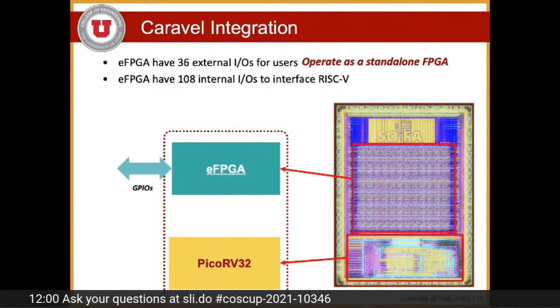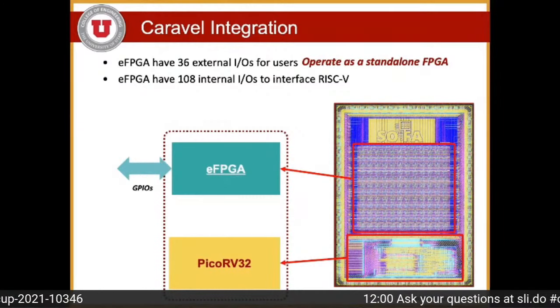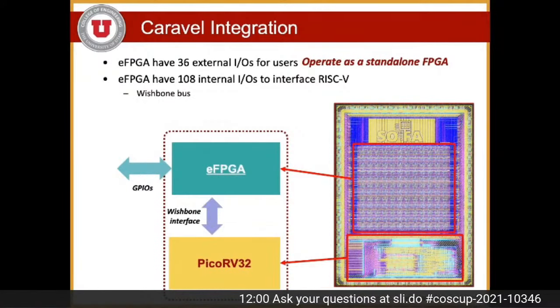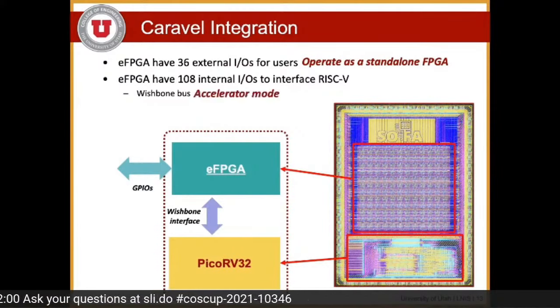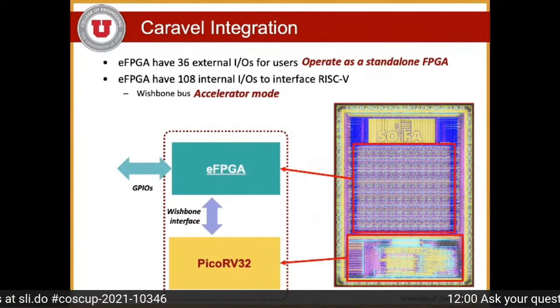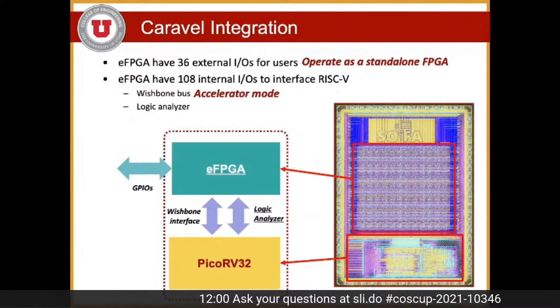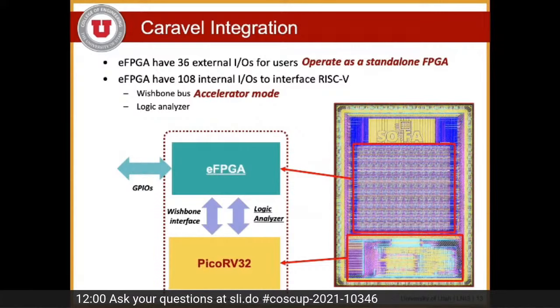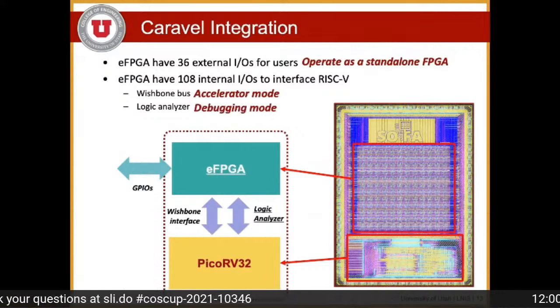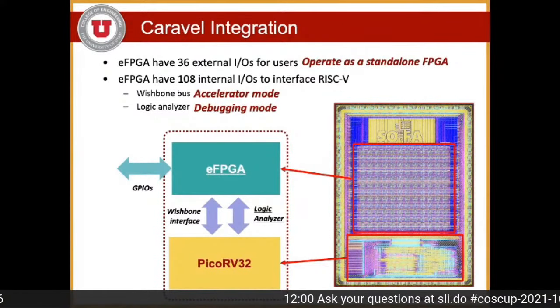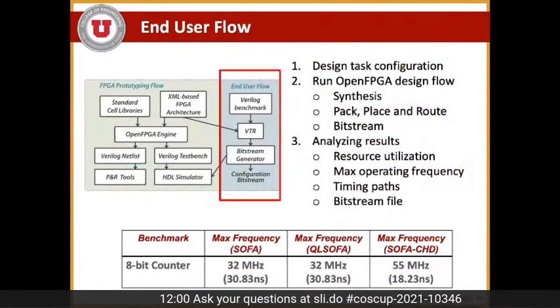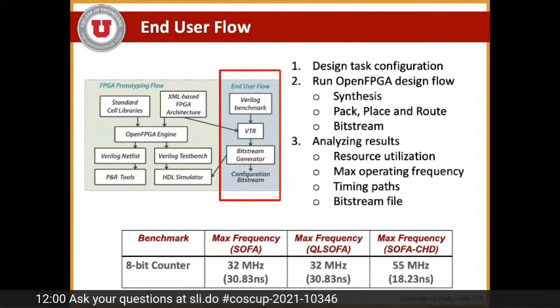Also, the eFPGAs have 108 internal IOs to interface the RISC-V processor. You can interface the RISC-V processor through 2 ways. One is the wishbone bus. You can enable the FPGA to operate as an accelerator sitting aside to the RISC-V processor, or you can use the logic analyzer to read back signals or read in signals to the FPGA, so that you can really run in a debugging mode for the eFPGA. So that's the general architecture features for the eFPGA.